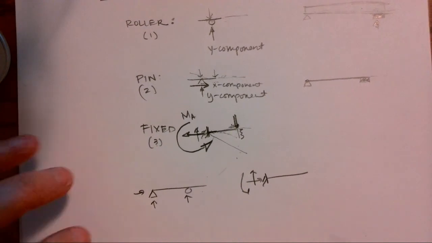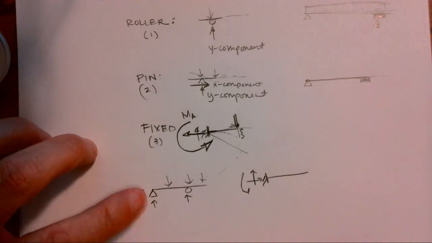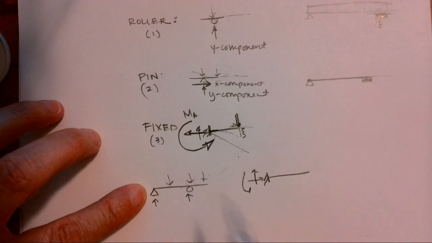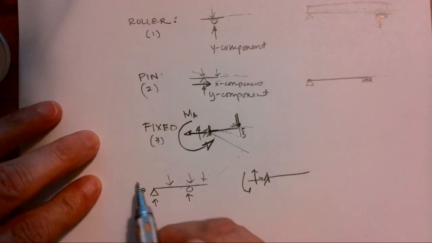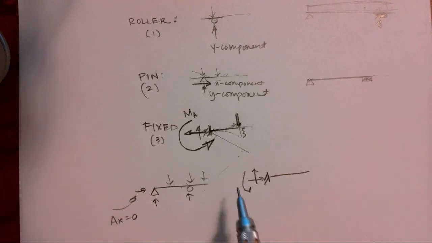Now, when we look at beams a lot, we look at vertical loading. So this X component is 0, but it's only 0 because of the loading that we have. We always need to recognize that we might have to say that A of X equals 0 because it could change if we changed our loading.